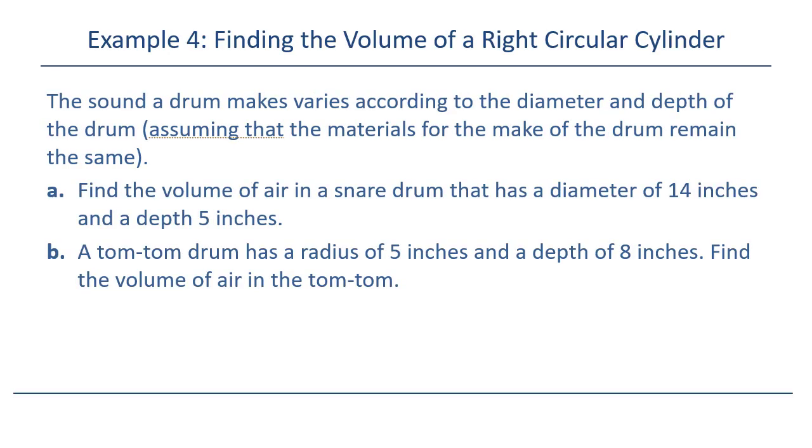Okay. Now an example about a drum. The sound the drum makes varies according to the diameter and the depth of the drum, i.e. how much volume of air is inside the drum. And that's, of course, assuming everything else remains equal, like the materials used to make the drum. A drum made out of actual animal hide is going to sound totally different than one made out of a synthetic material, and so on and so forth. So let's find the volume of air in a snare drum that has a diameter of 14 inches and a depth of 5. And then a tom-tom drum has a radius of 5 inches and a depth of 8 inches. Find the volume of air in the tom-tom.